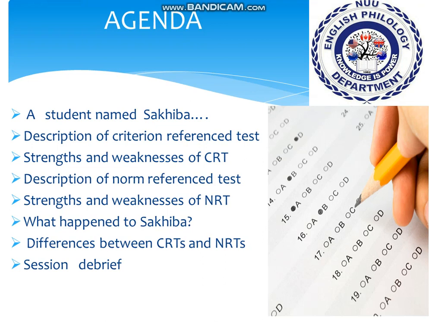At the beginning of the presentation, you are given a short story about a student named Sahiba. I will also provide a description of criterion-referenced tests and norm-referenced tests by highlighting their strengths and weaknesses. Also, we will analyze what happened to Sahiba. Differences between CRTs and NRTs are provided as well. At the end of the session, you are given a session debrief which concludes key parts of today's class.